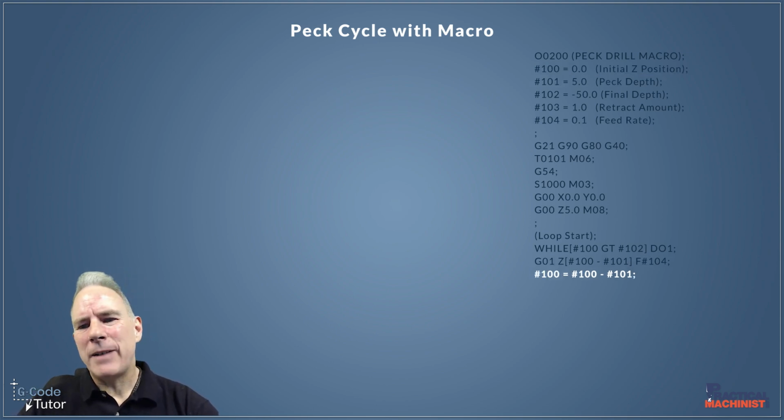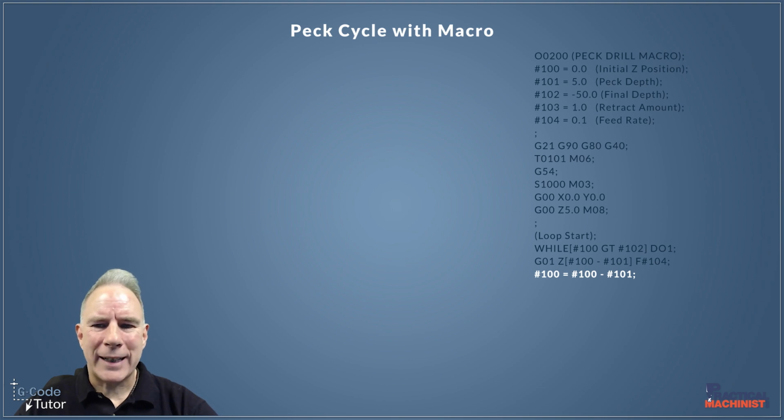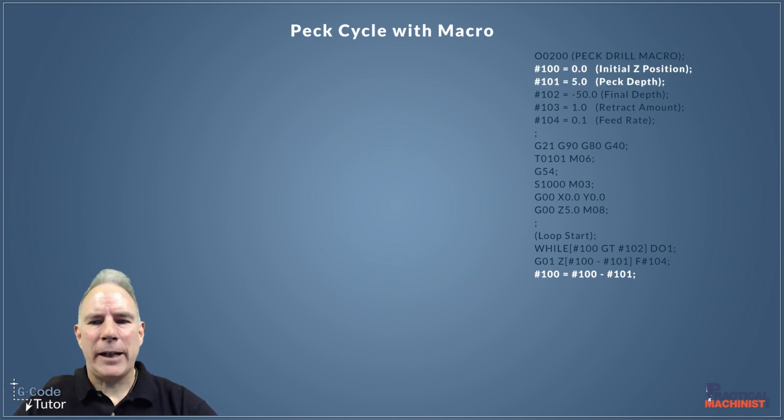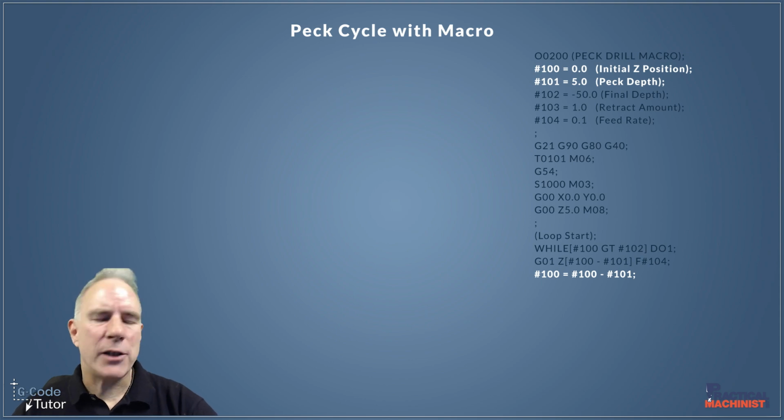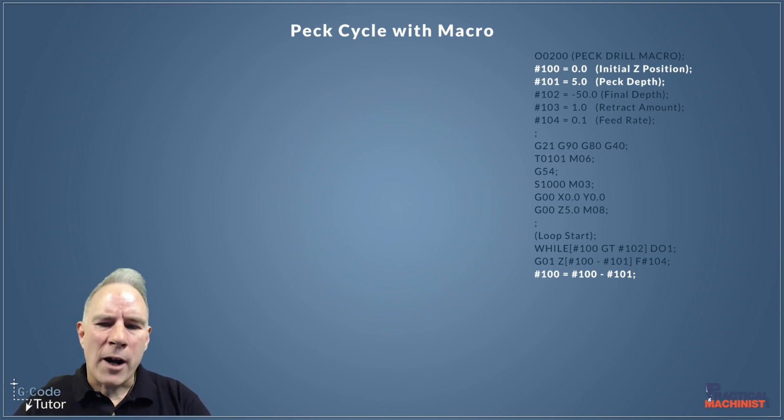Then we're going to set that variable again. We're going to do a little bit of maths here. So we're going to set variable 100, and we're going to say that is now equal to variable 100 minus variable 101, which is our peck depth. So currently we are looking at minus 5 millimeters. So that's going to change the value of variable 100. So the reason it does that, it can now work with it. So now we've added some maths to that, we've changed that variable. Now it's counting how deep that peck is.